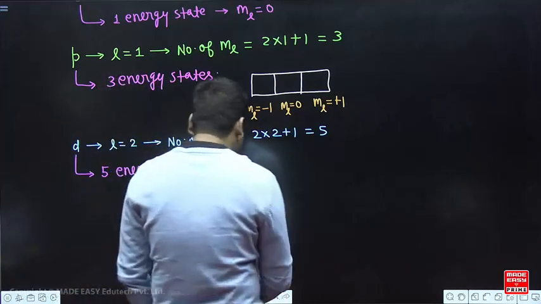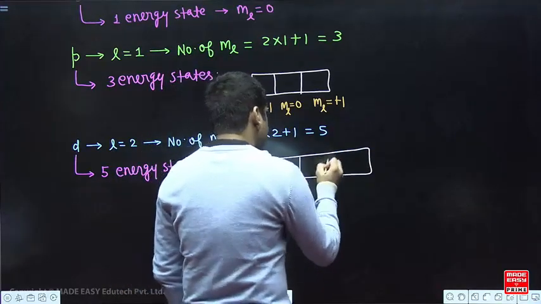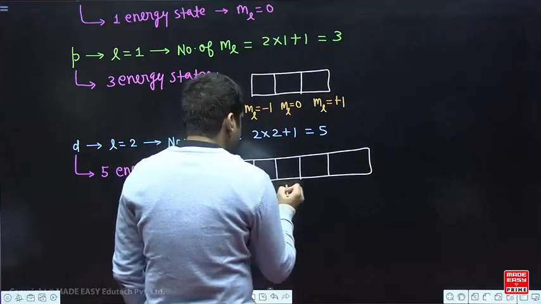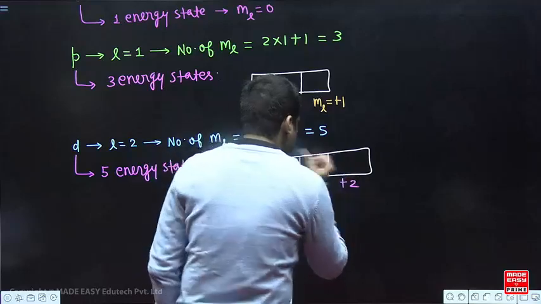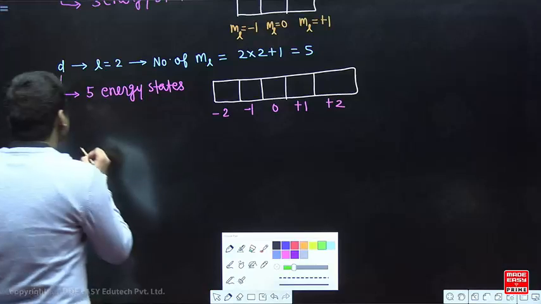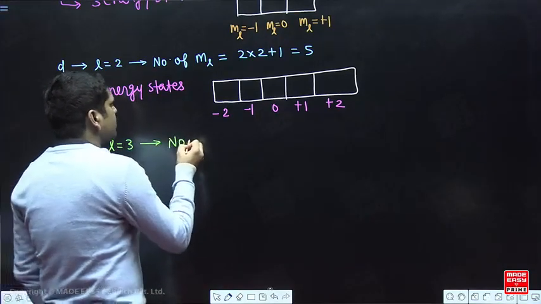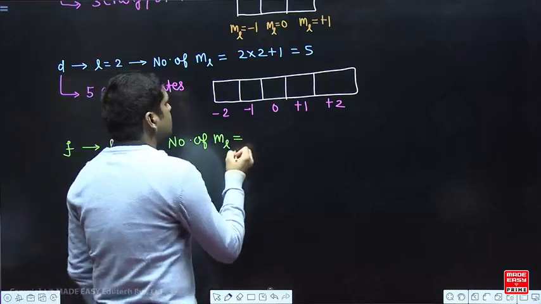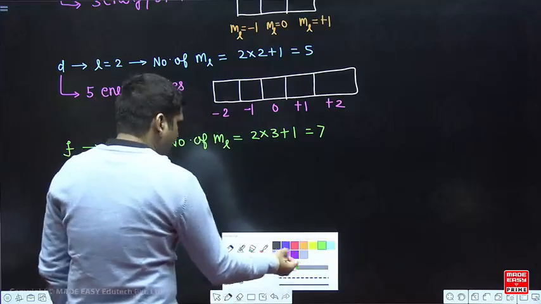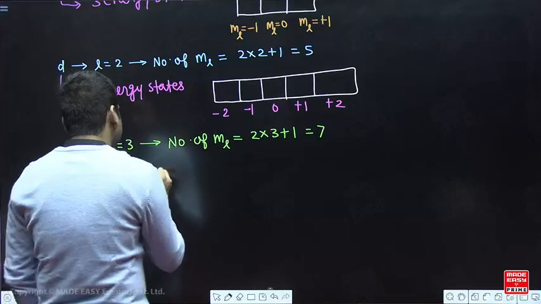What would be the values of these 5 energy states? They would be minus 2, minus 1, 0, plus 1 and plus 2. Let us suppose we go for the F subshell. For F, L is equal to 3. So the number of ml values is 2 into 3 plus 1, that is 7. So in the F subshell you have 7 energy states.